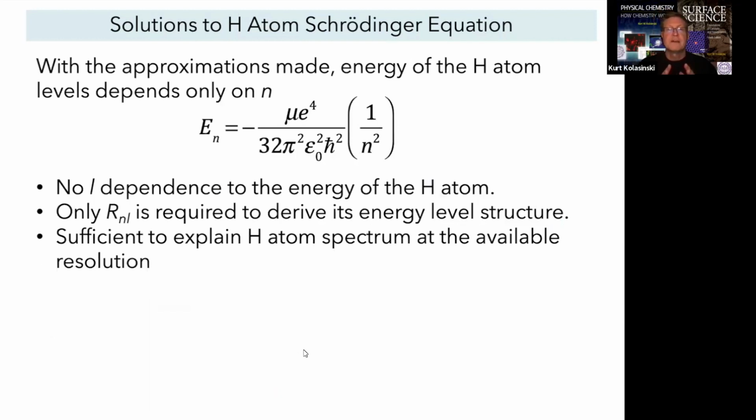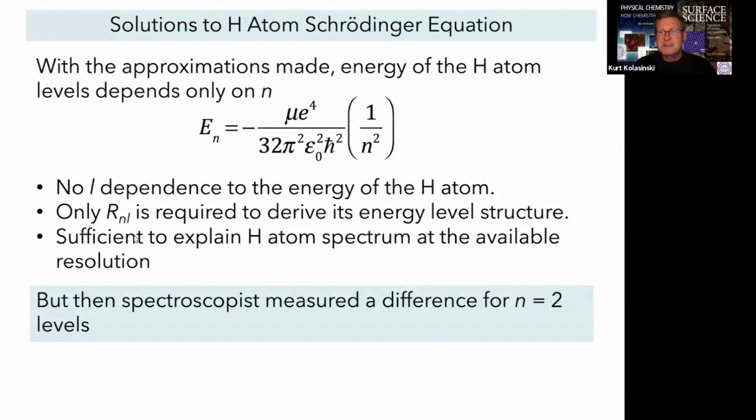Okay, we now have solutions for the wave functions. We take those wave functions, substitute them back into the Schrödinger equation, and determine the energy. We solve for the energy then. And the energy we find in the Schrödinger equation only depends on n. This was a sufficient explanation to explain the hydrogen atom spectrum at the time that it came out, and to the available resolution. Wow, it looked like the system had been solved.